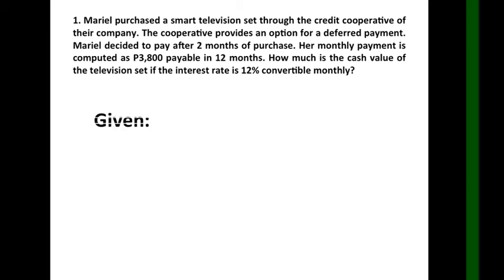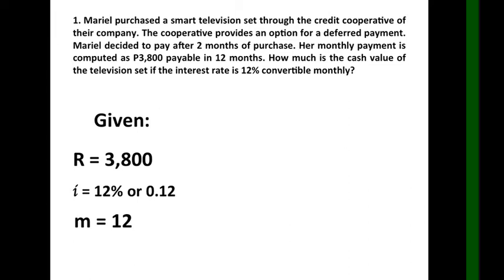Let's have first the given. For the R, we have 3,800, kasi payable daw siya in 3,800. The i is 12% or 0.12. Kung natatandaan nyo itong given, ito yung binigay ko sa una. Okay? Susundin mo lang yung given. For the m, which is 12. Why 12? Because it is convertible, sabi niya, payable in 12 months. Mean to say, monthly mo siyang babayaran. Okay? Monthly siyang babayaran ni Marielle.